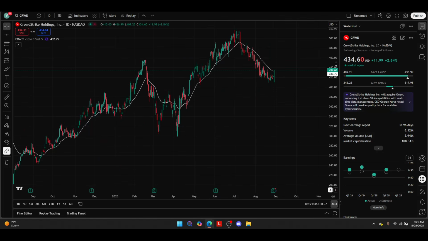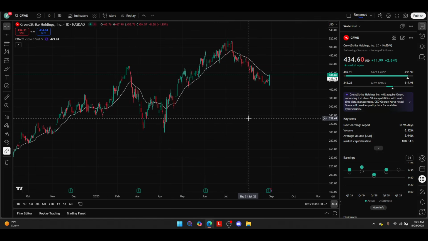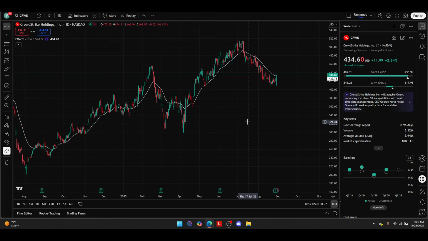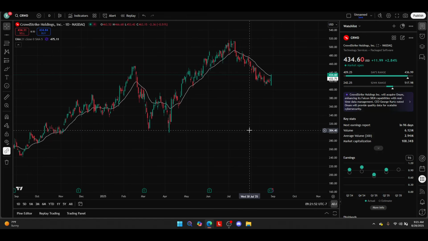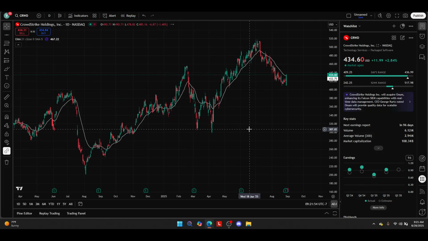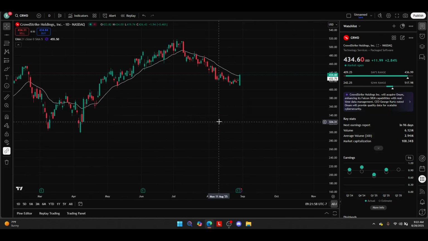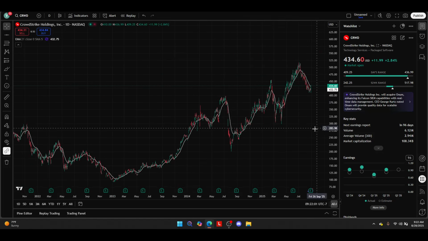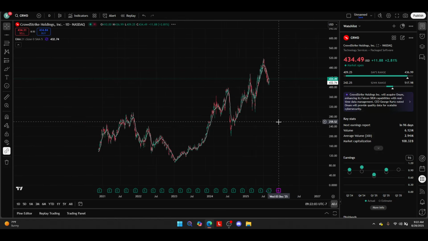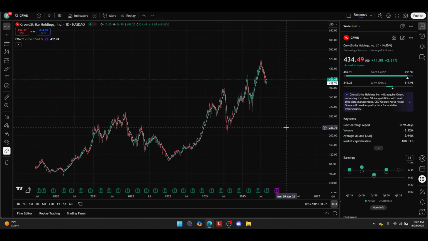So here we have the chart for CrowdStrike. This basically shows you market behavior, the motions of market participants, where typically they're buying, and typically where they're selling. Let's go over the macro first. Let's take a bird's eye view of the chart. Zoom out. When in doubt, you zoom out.